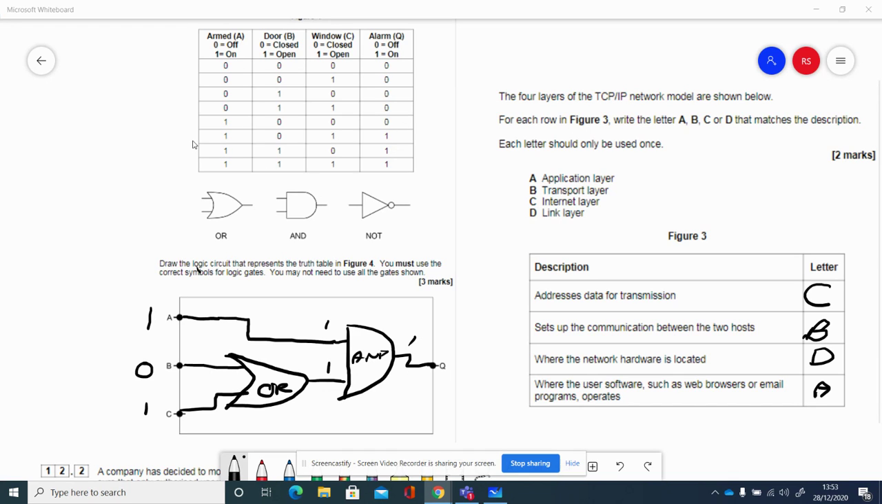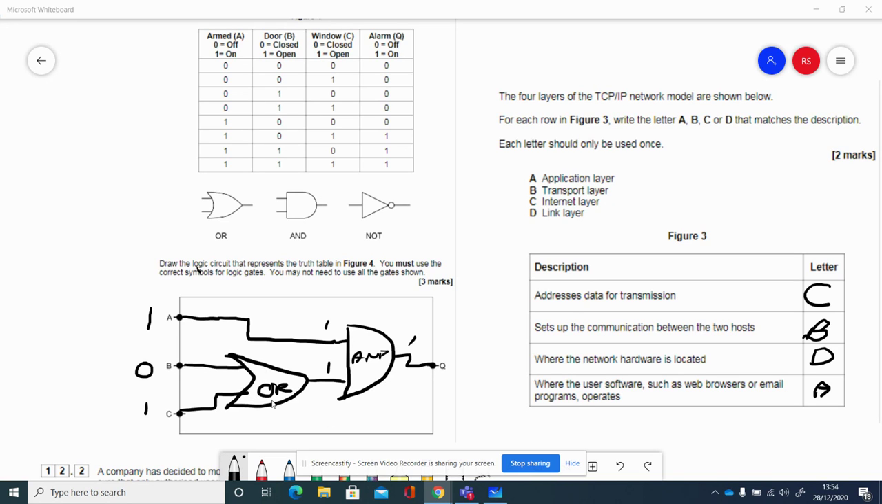So it's evident that we need an AND gate to attach to the actual armed on or off, because if it's off, then this will be 0, and it doesn't matter what this is, because 0 and something else will always be 0, and we need an OR gate for these two. So you get all the marks. There's 3 marks for this.